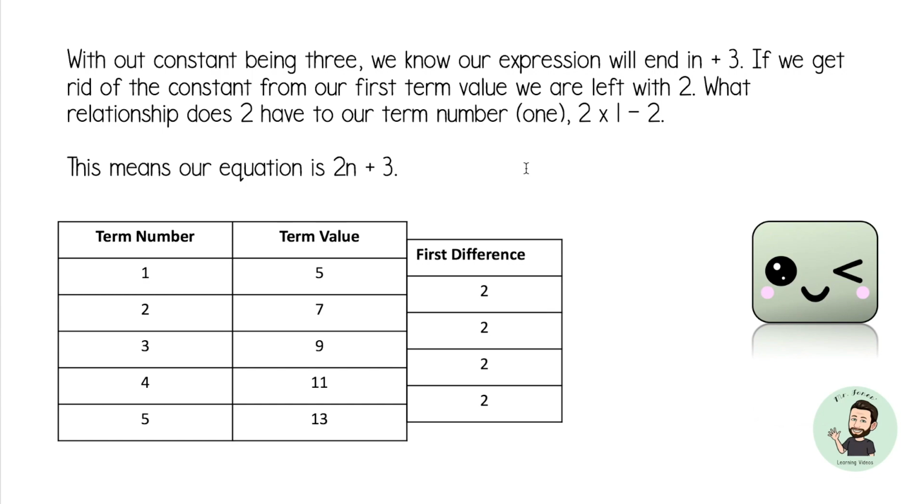If we get rid of the constant from our first term value, we're left with 2. And so we think to ourselves, what relationship does 2 have with our term number, which is 1 for the first term? And we could say 2 times 1, sorry, that should be an equal sign there, equals 2. This means that our equation is 2n plus 3.